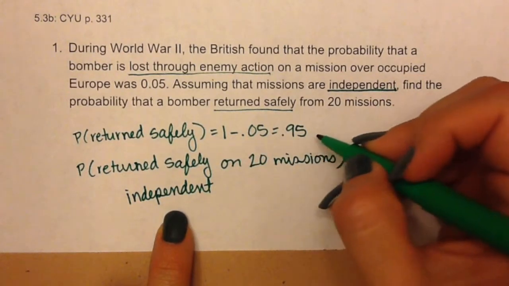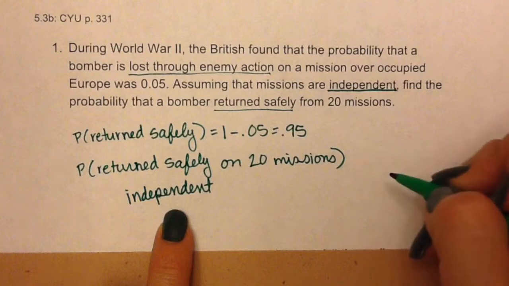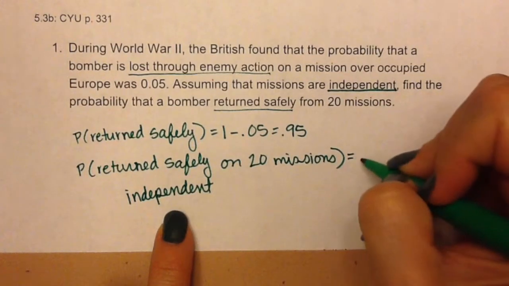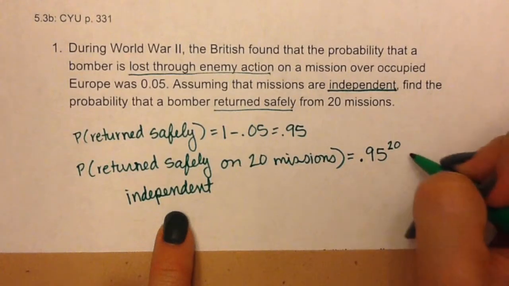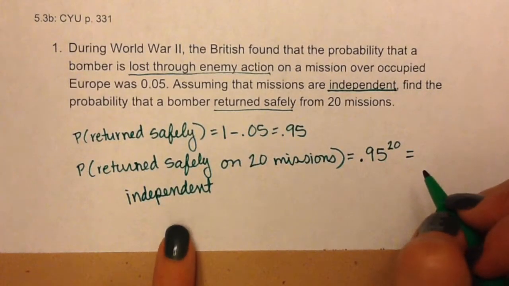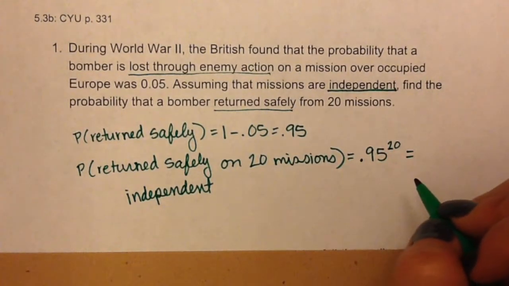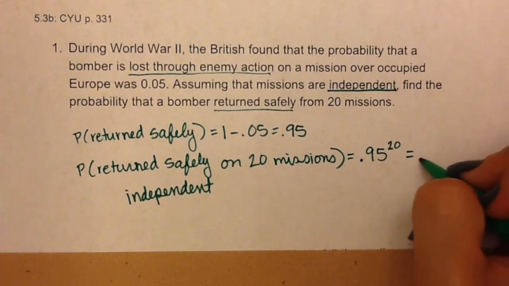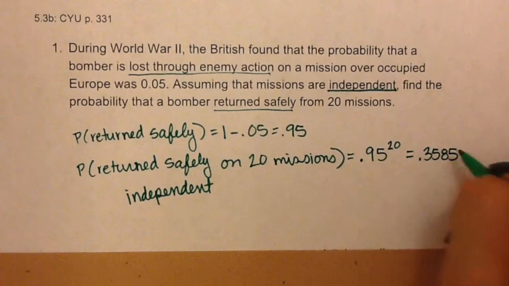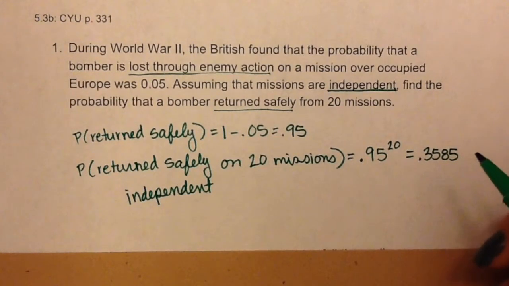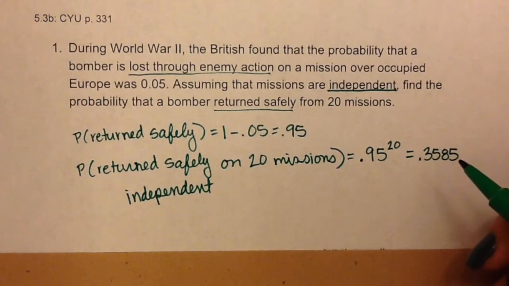So I would be doing 0.95 times 0.95 20 times, and we know in math that means we're doing 0.95 to the 20th power. And if you put that into your calculator, you will find that it is a 0.3585 probability. So about 36% chance that the bomber will return safely from 20 missions.